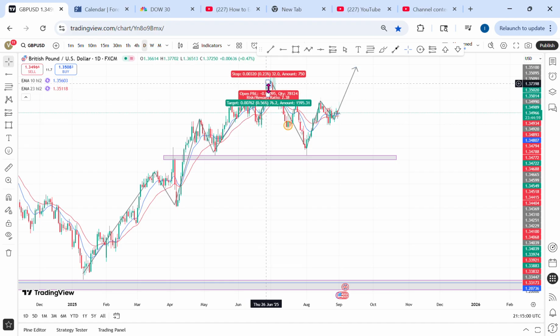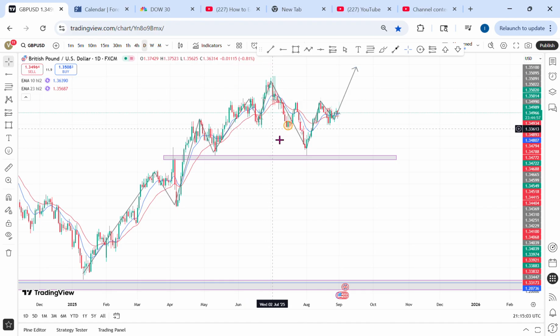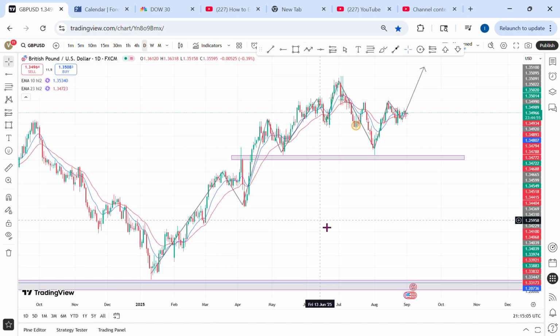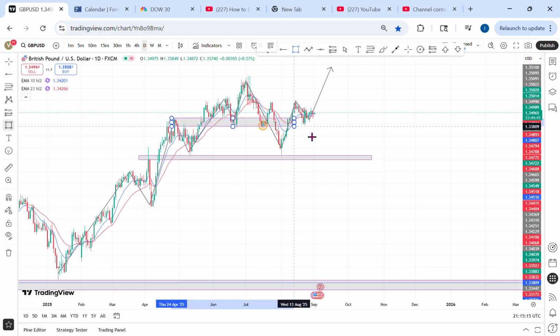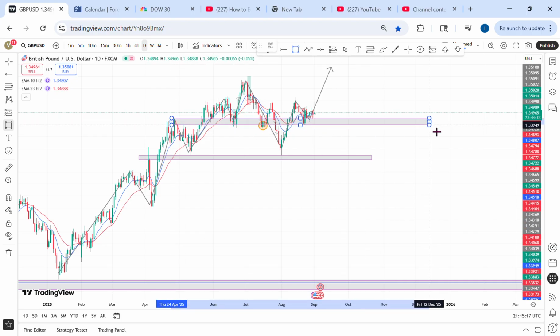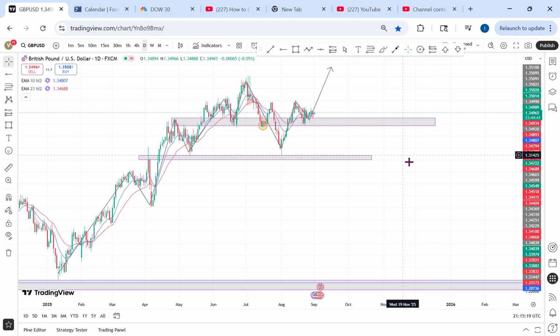It created a new low and gave us another high on the daily time frame. Now we have another zone here. Let's mark out this zone here. We have a very nice zone here too.